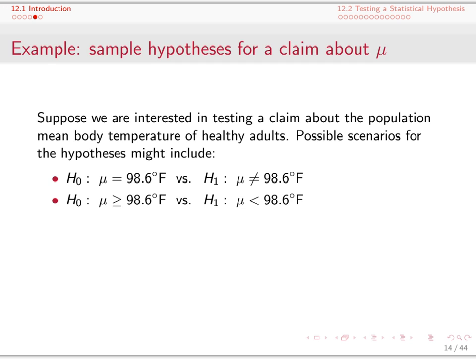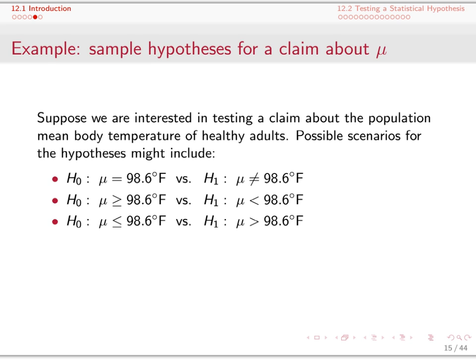The second option might be to state that the mean body temperature is greater than or equal to 98.6 degrees Fahrenheit for our null hypothesis, versus the alternative that the mean is strictly less than 98.6 degrees Fahrenheit. And the third option might be to state that the null hypothesis says that mu is less than or equal to 98.6 degrees Fahrenheit, versus the alternative that mu is greater than 98.6 degrees Fahrenheit.